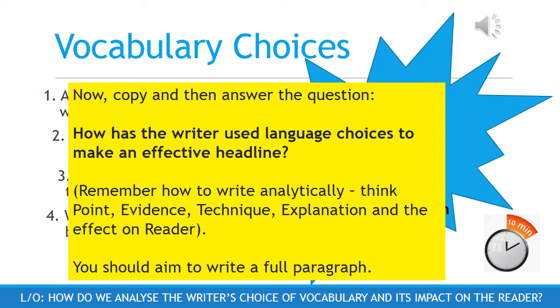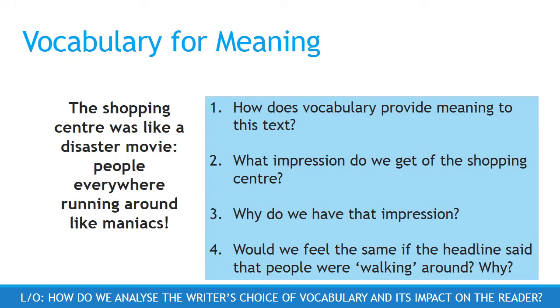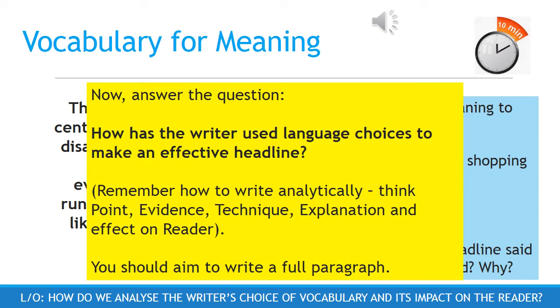Write a full paragraph, please. And make sure that when you've done it, you go back and check it for each of those elements of PETER and add in any that you accidentally miss out. Now, answer this question. So how has the writer used language choices to make an effective headline? Again, remember to do a PETER paragraph, aim for a full paragraph, make sure you get a quote in there, put it in quotation marks, and make sure you have the impact on the reader as well as terminology.